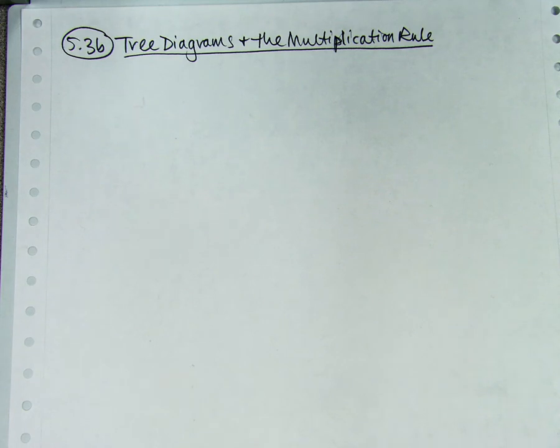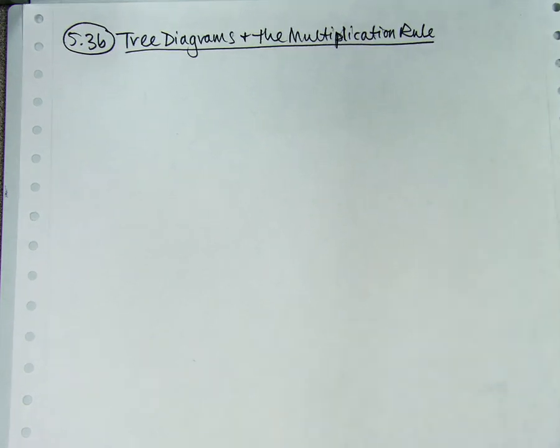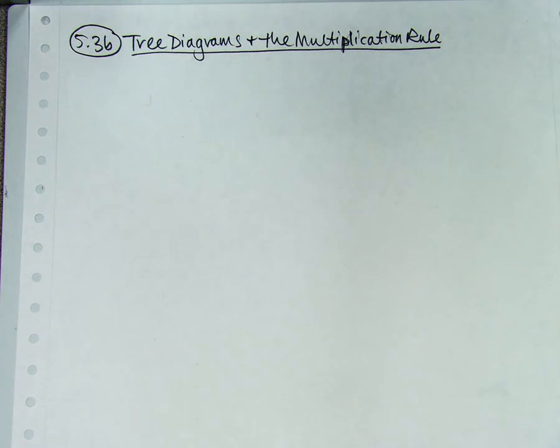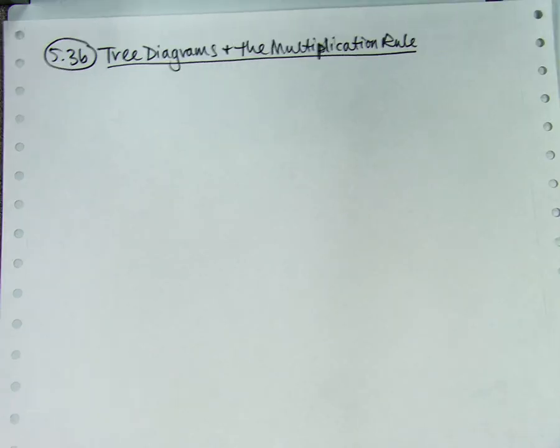Hello, STATS class. These are the notes for 5.3b, which are about tree diagrams and the multiplication rule. We've done the addition rule. Now we're doing multiplication. Moved up, right?